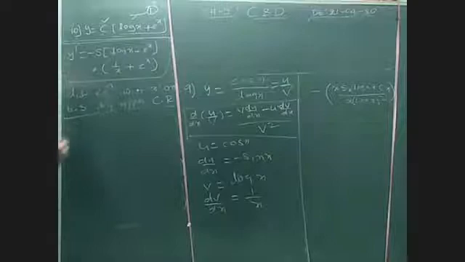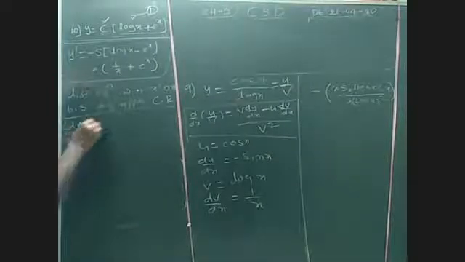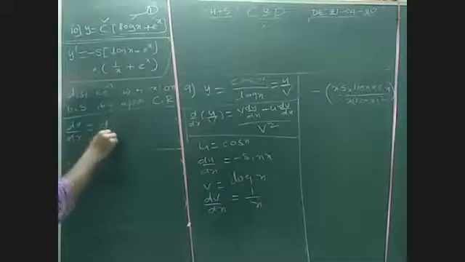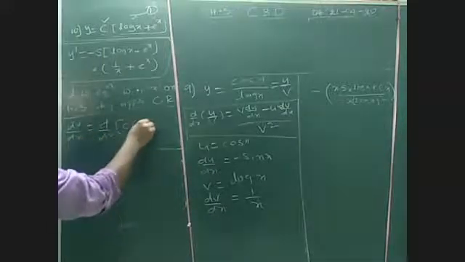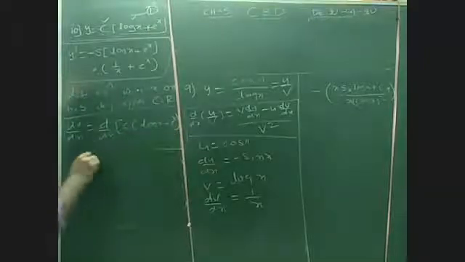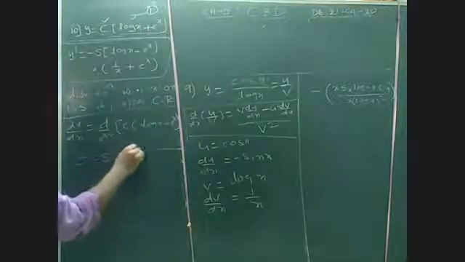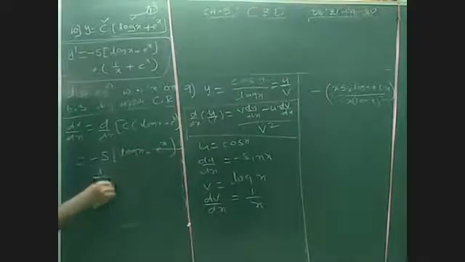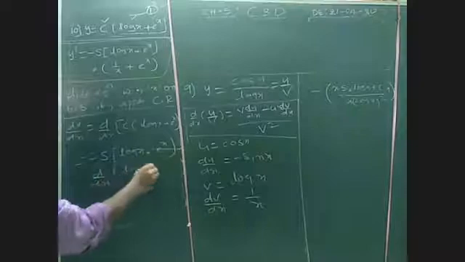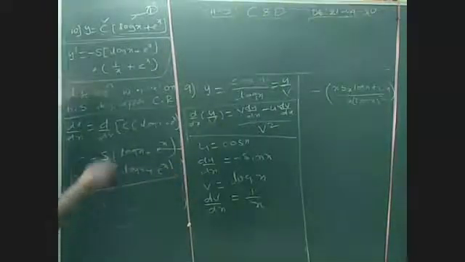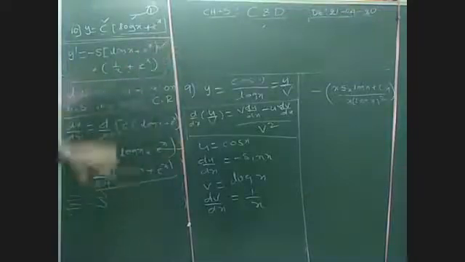Then dy by dx is equal to d by dx of cos of log x plus e power x. Cos will be minus sin of log x plus e power x, into d by dx of log x plus e power x. So here, finally you can write the answer down.